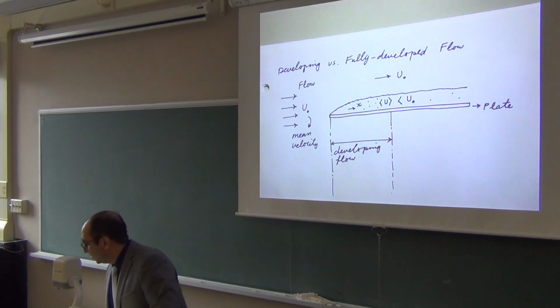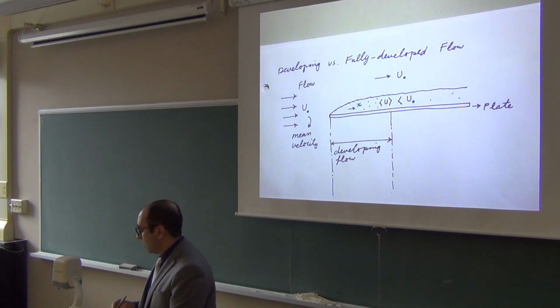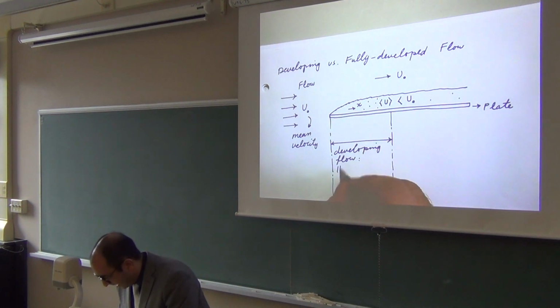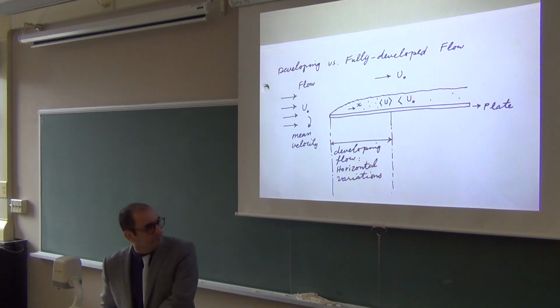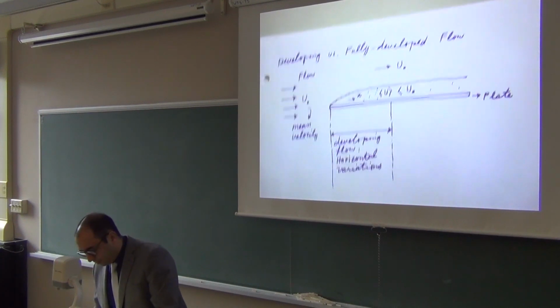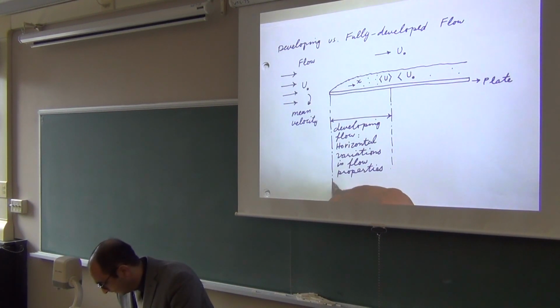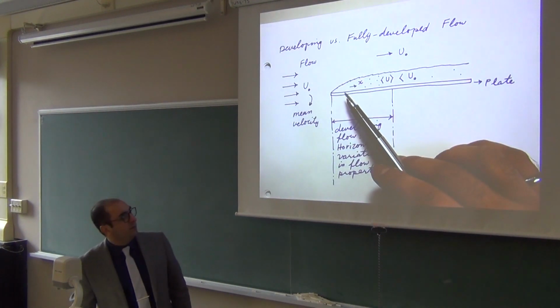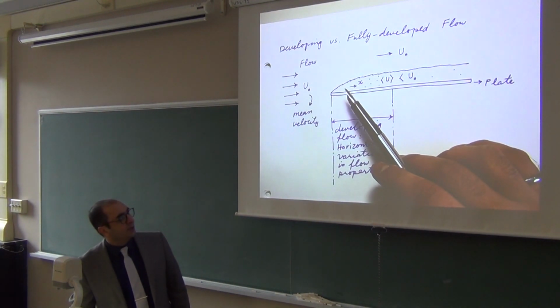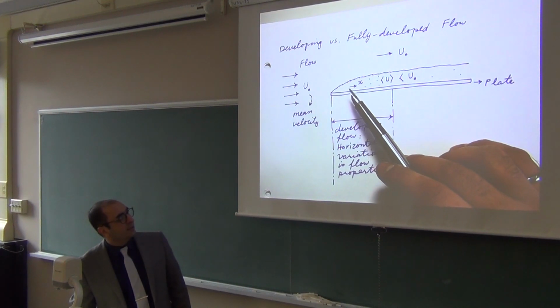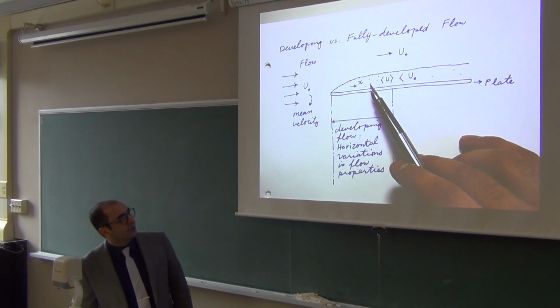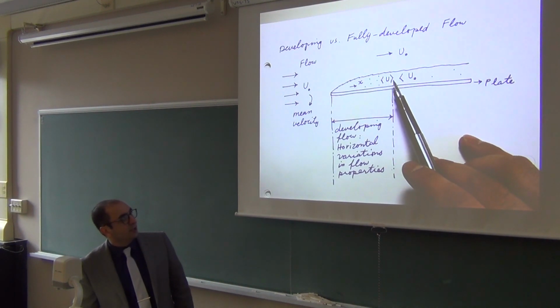Developing flow means that horizontal variations in the flow properties exist. I mean, I have horizontal variations in flow properties, which means that if the mean velocity in the x direction u was some number here, that's going to change along the horizontal direction. As I move forward, the mean velocity is changing.